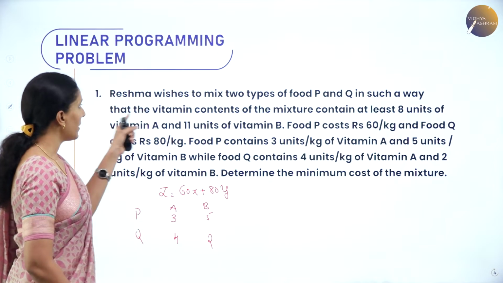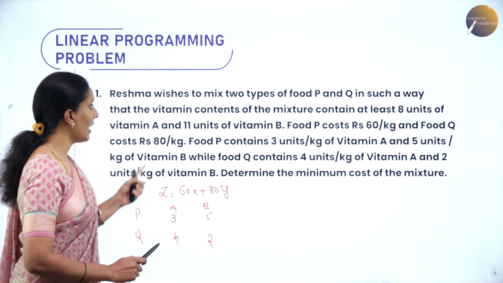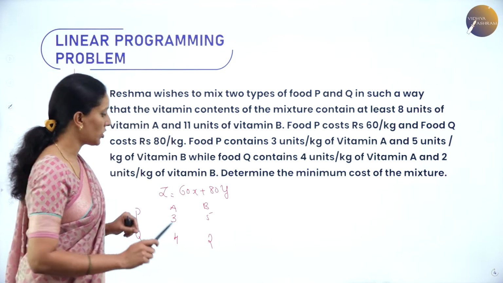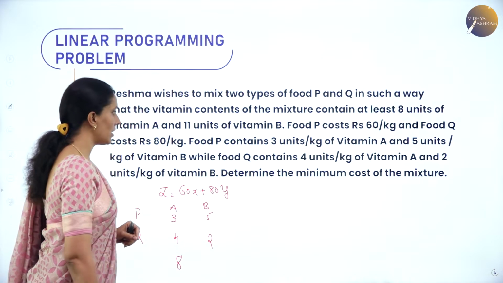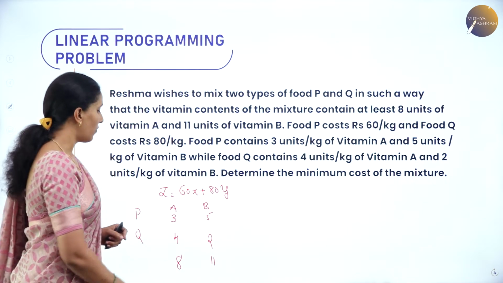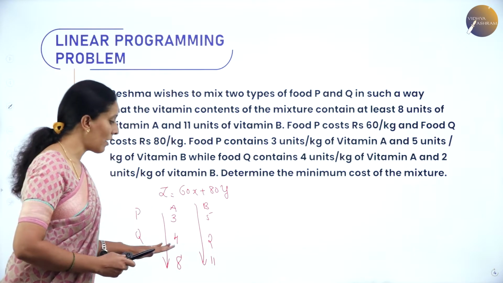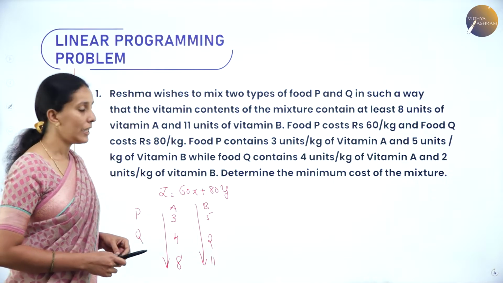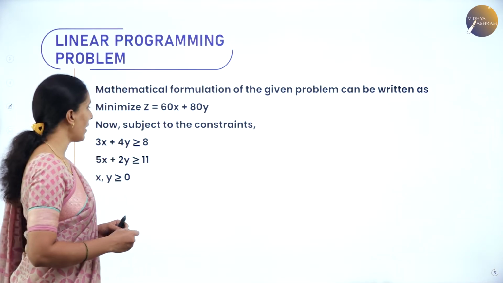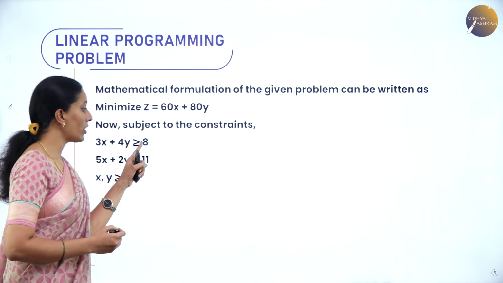Then the mixture contains at least 8 units of vitamin A and 11 units of vitamin B. So the requirement in the mixture is 8 units for vitamin A and 11 units for vitamin B. Therefore, we will get these two as linear inequalities. Hence, we can formulate this mathematically as minimize z is equal to 60x plus 80y subject to the constraint 3x plus 4y greater than or equal to 8.